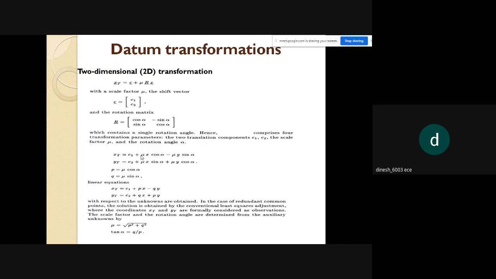Then the linear equation will become xt is equal to c1 plus px minus qy, yt is equal to c2 plus qx plus py. So the scale factor and the rotation angle can be determined by mu is equal to square root of p square plus q square, tan alpha is equal to q by p.